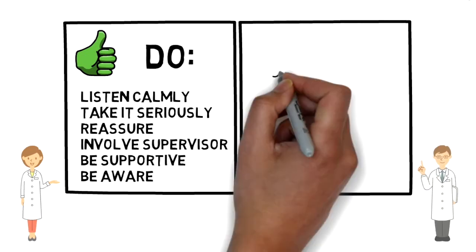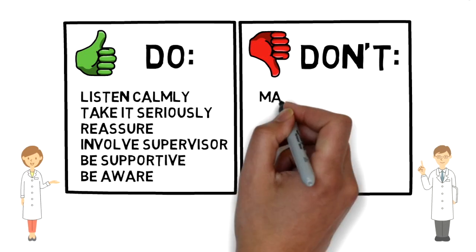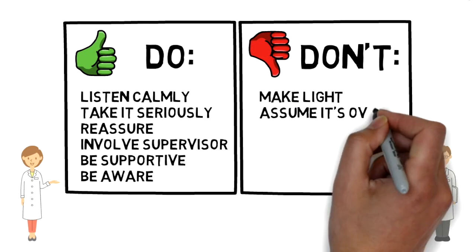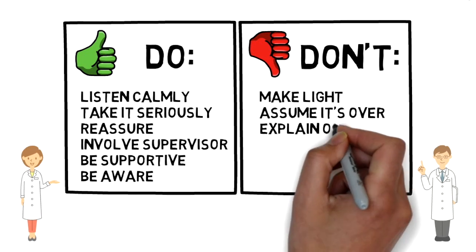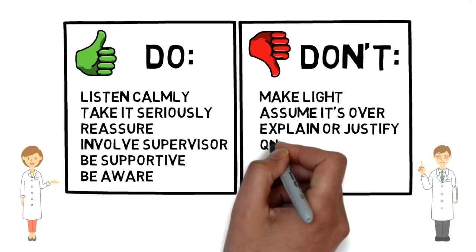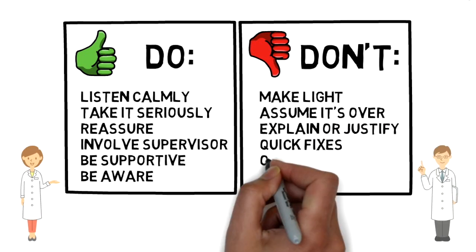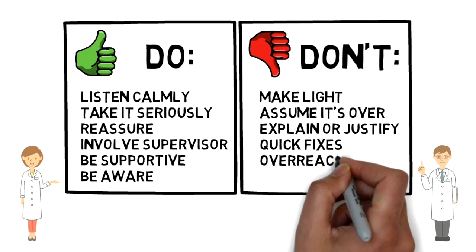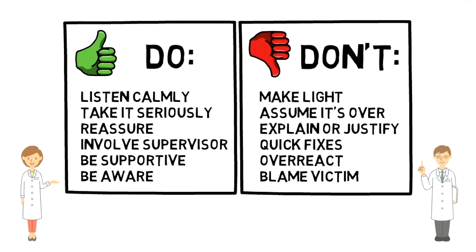It's important to not make light of the situation, assume that the crisis or concerns have passed, try to explain or justify any behaviors or label them as misinterpreted, promise quick fixes that cannot be met, react with shock, disgust, disbelief, or embarrassment, or ask what they did or said that brought about the abuse.